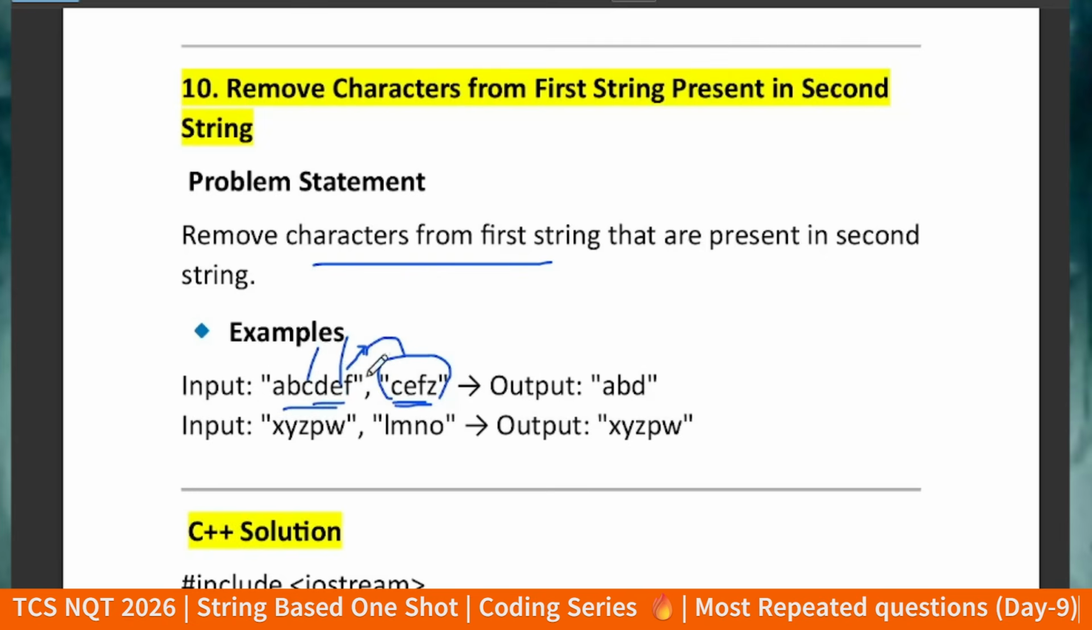Got it? So all those values I have to remove. So output will be A, B and D, because C, E, F will be removed from this string. Okay, so you have to just update the first string value. I think you got it.